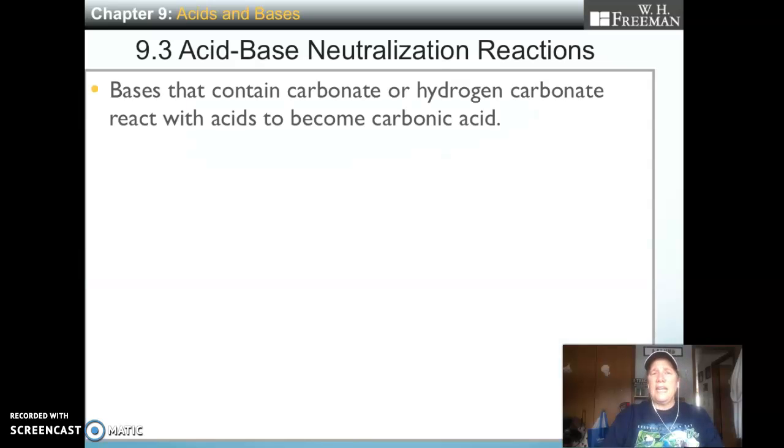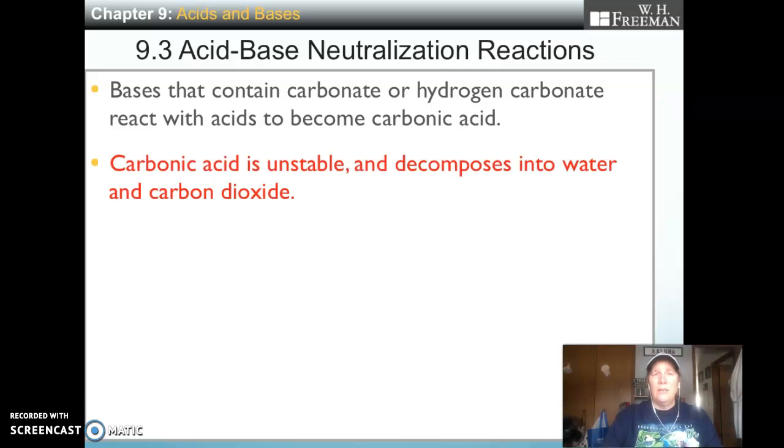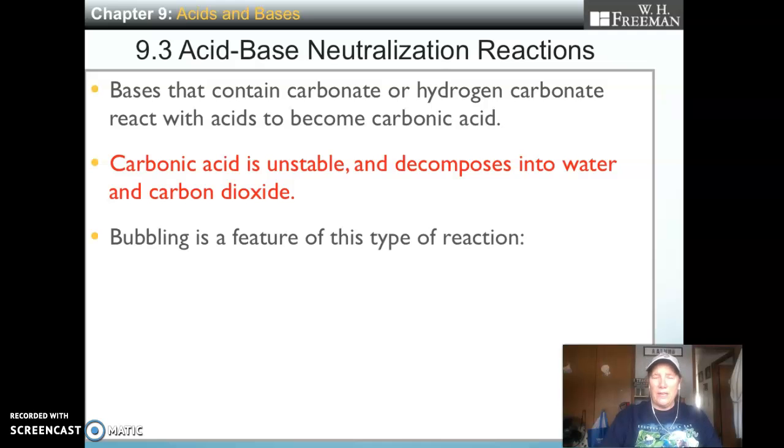Okay, bases that contain carbonate or hydrogen carbonate, which is CO3, when they react with acids, they become carbonic acid. And this is what I was talking about with rainwater that can happen. Okay, carbonic acid isn't a very strong acid, and it's unstable. So it'll break down into water and carbon dioxide. And if you bubble something, that's a type of reaction. And I'm running out of time. So I'm going to quit here and I'll go back to the slide when I do the next part.